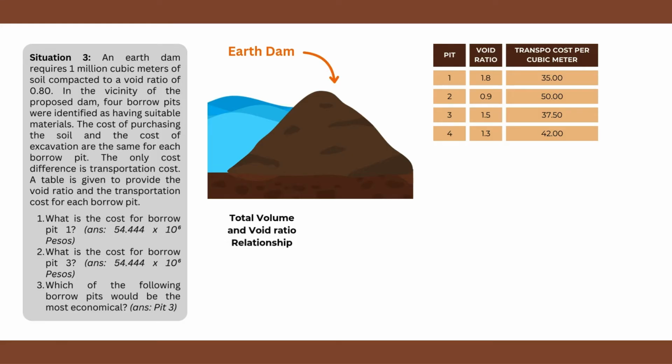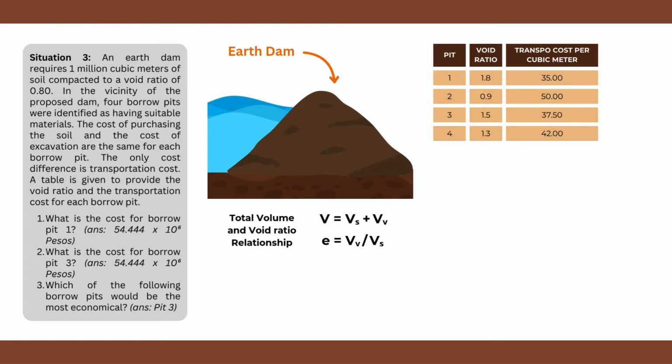Recalling our basic formulas regarding soil properties, the total volume of a soil sample consists of the volume of solids plus the volume of voids. On the other hand, ang void ratio formula natin is equal to the volume of voids divided by the volume of solids. Ang need natin gawin with these two properties is to determine their relationship with each other para ma-compare natin yung given values per borrow pit sa required na values ng earth dam. To do so, need natin i-modify yung given equations.